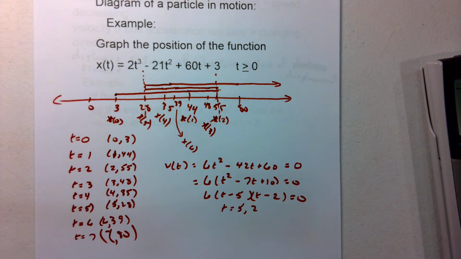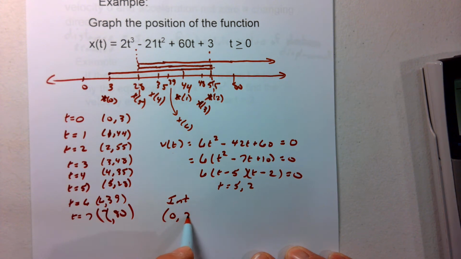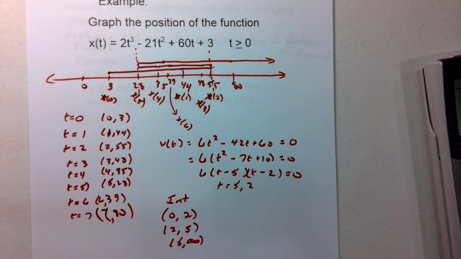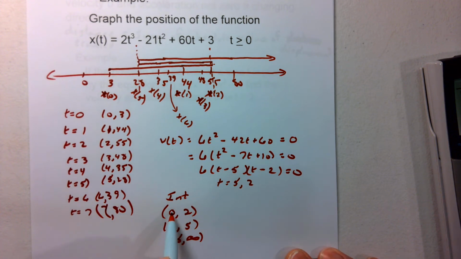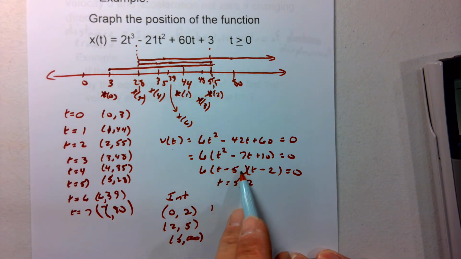Something else that I'd like to do is go ahead and set up an interval chart. And we're going to get into these interval charts in the next chapter. But if we start at time 0 and go to 2, and then 2 to 5, and then 5 to infinity, which we also did talk about in pre-calculus, I look at the sign of my velocity between 0 and 2. So if I were to plug in a number between 0 and 2, say 1, I have a positive, this in here would be a negative, and this in here would be a negative when t equals 1.